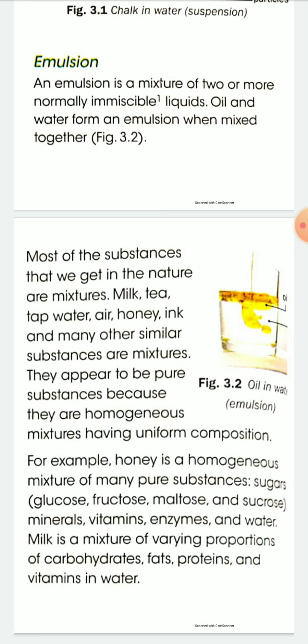Milk is a mixture of varying proportions of carbohydrates, fats, proteins, and vitamins in water.